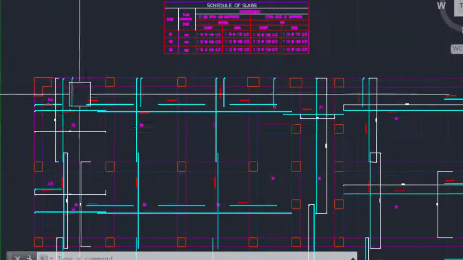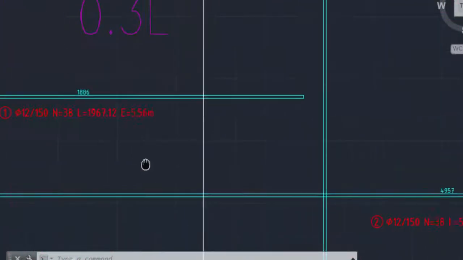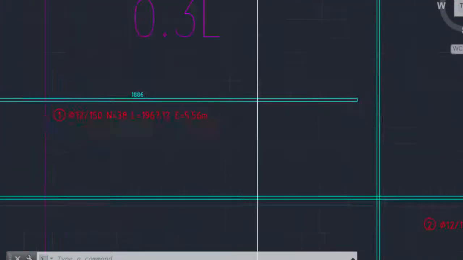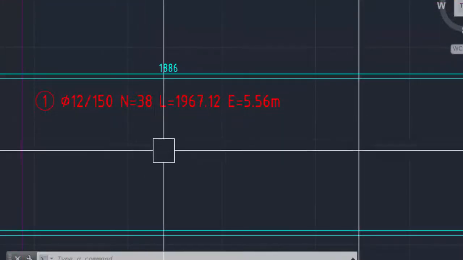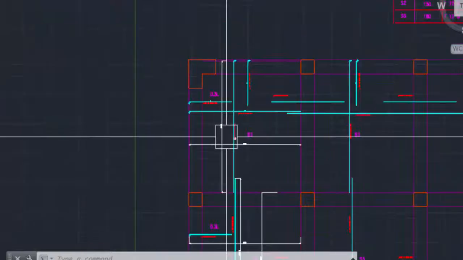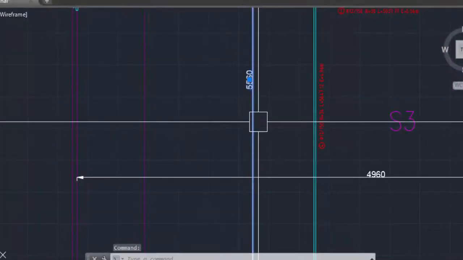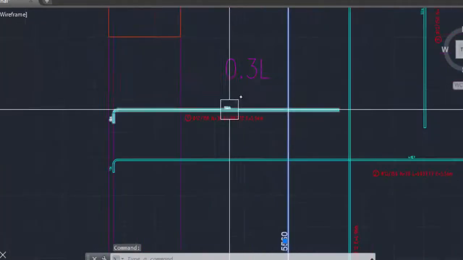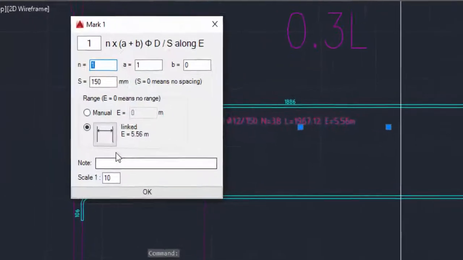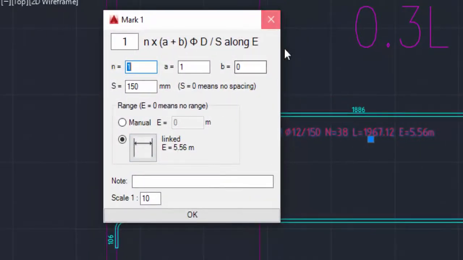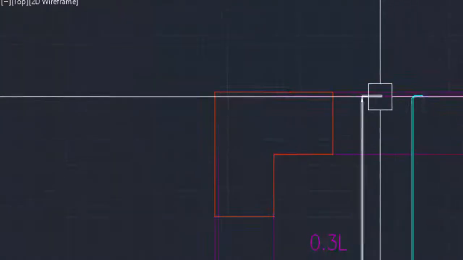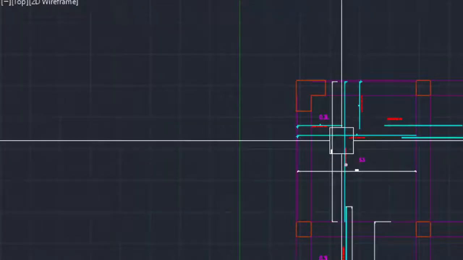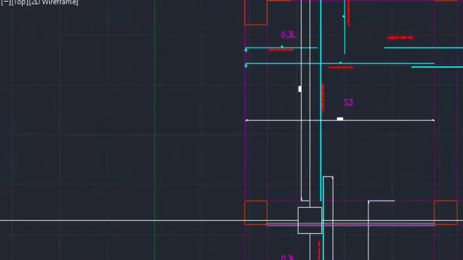We will see this one by one, what we have done. In the case of one, as you can see, number 12, 150 mm center to center, number 38. How do we know that? We follow this particular length and just link this one. As you can see, this is 5.56, this is 5.56, so from here to here, this will span up to this level.